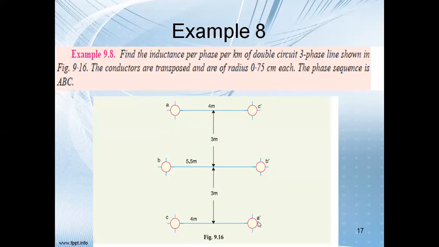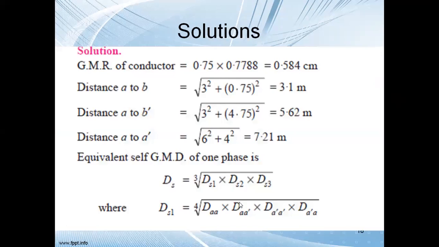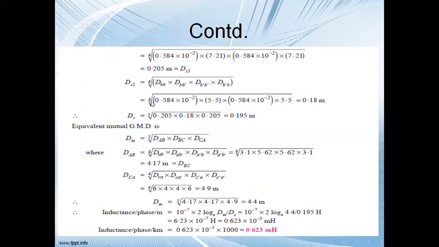Now, what should be the inductance of this particular configuration? It is again in the same line we have to do. We have to first calculate the DS, DS1, DS2, DS3. Then we have to calculate DM values, that is DAB, DBC, and DCA. Then you have to take the cube root of that. The same thing you have to do.